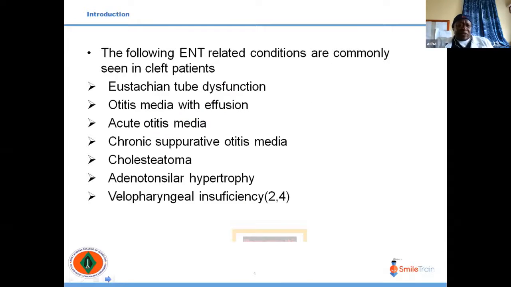We are going to be having this discussion. We're going to discuss conditions that are commonly seen in patients with clefts. We're going to look particularly at otitis media with effusion and eustachian tube dysfunction, acute otitis media, chronic suppurative otitis media, and we'll talk a bit about cholesteatoma and adenoid hypertrophy, and lastly, we'll talk about velopharyngeal insufficiency.